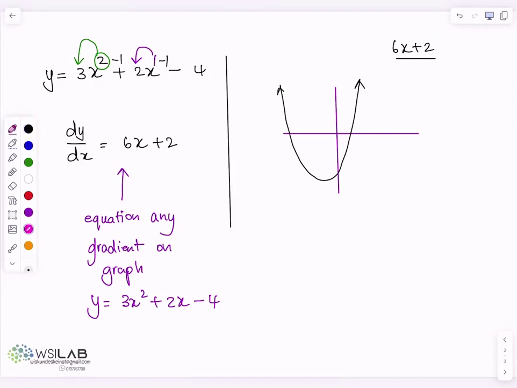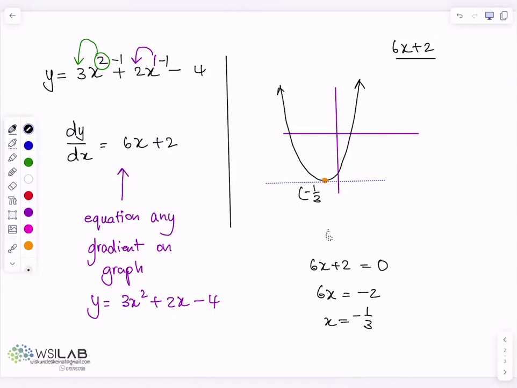Now look at some interesting gradient here. Right there at the turning point, the gradient will be 0. Look, if I draw a tangent there, it doesn't have any gradient. You see that? So I can take the 6x plus 2 and make it equal to 0. So I'm taking the gradient and making the gradient 0, because the gradient there is 0. Then 6x equals -2 and x equals -2 over 6, or -a third. So that x value there is -a third.